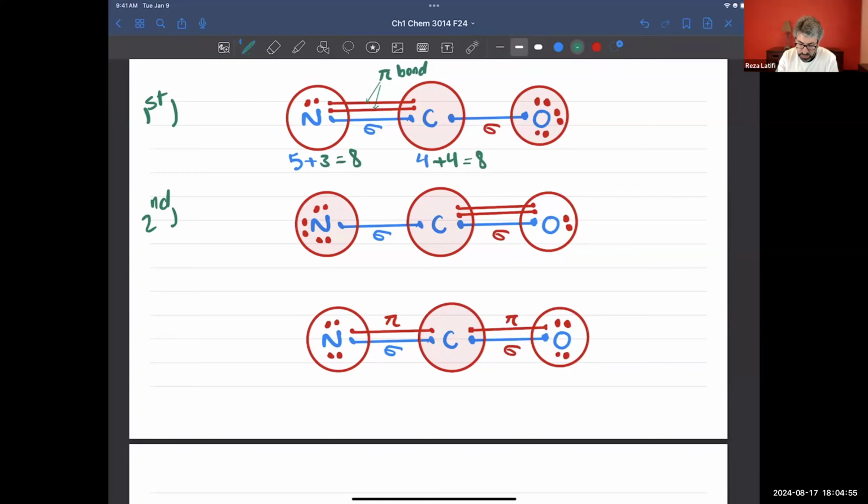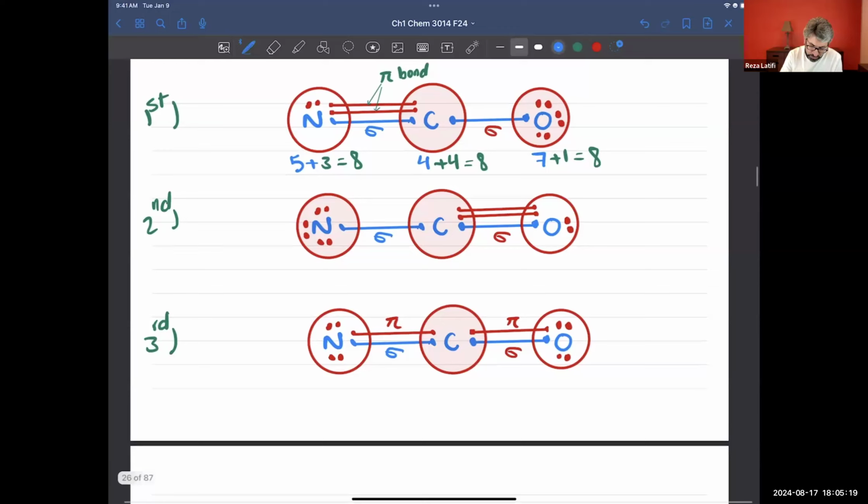Oxygen. There are 7 electrons inside the circle. We made only 1 bond with oxygen. That's going to make it an octet. And you repeat this for the rest of the elements in the second and third Lewis structures. So here, I have 7 plus 1, 8, 4 plus 4, 8, and 5 plus 3, 8.